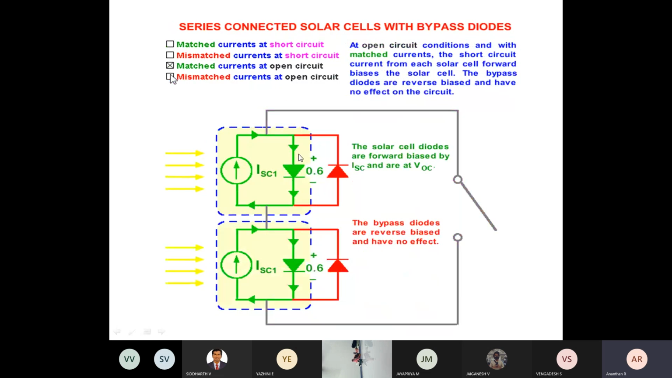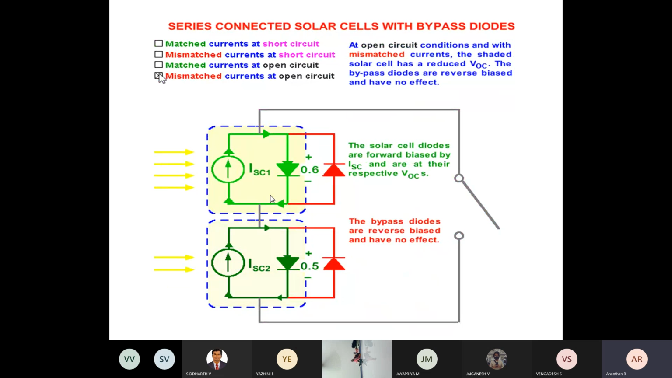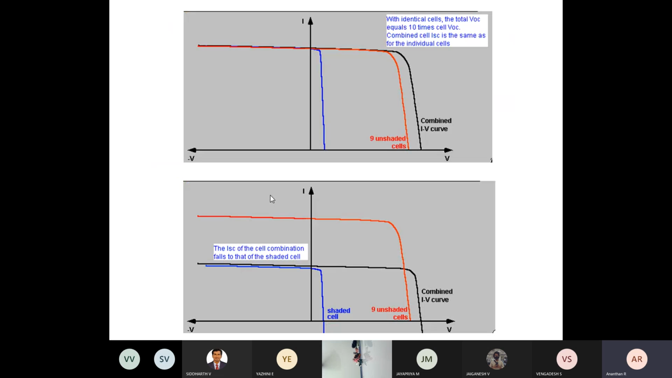Again, the open circuit voltage is accounted for with the same procedure. Whatever we saw for the short circuit, the same applies: the good cell will act in forward bias, and your bad cell will be in reverse bias, and similarly for mismatched cells. So we can see the same principles here also. You can see the performance like this.